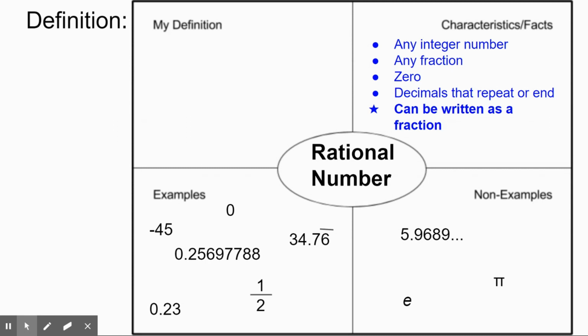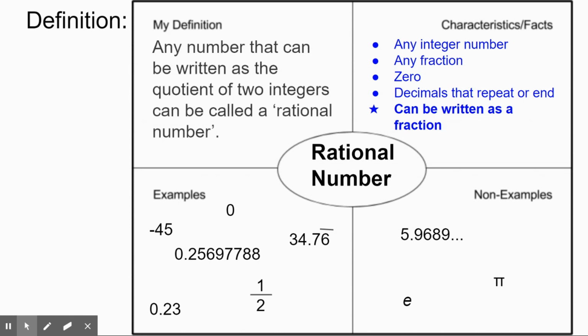But the key thing to remember here, and if you want to, when you're writing this down, put a star next to it, circle it, put something next to it that you're going to remember, because we're going to be talking about rational numbers a whole lot this year, is that it can be written as a fraction. That is the key thing that makes a rational number. That kind of leads into our official definition. A rational number is any number that can be written as the quotient of two integers. That just means that it can be written as a division problem to begin with. Anything that can be written as a fraction is essentially just a division problem. So that's going to be our official rational number.